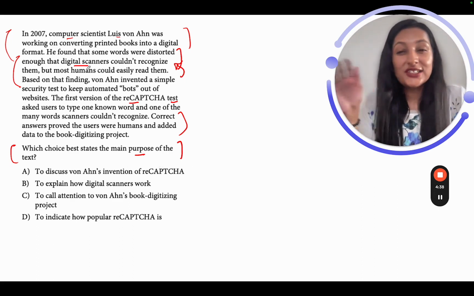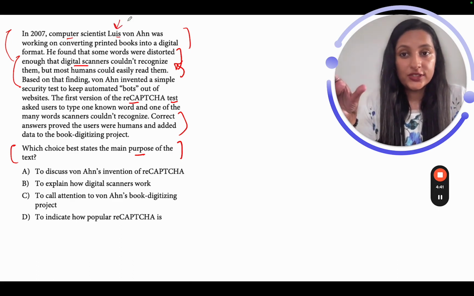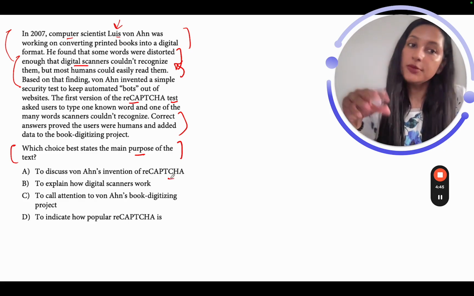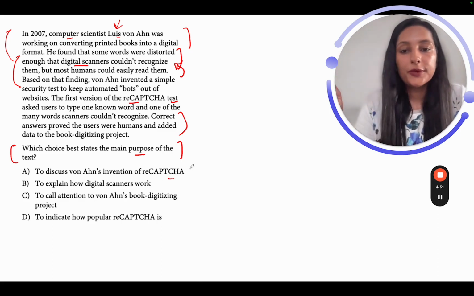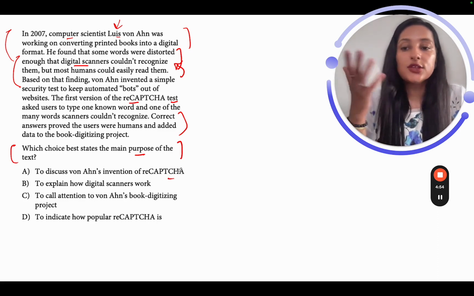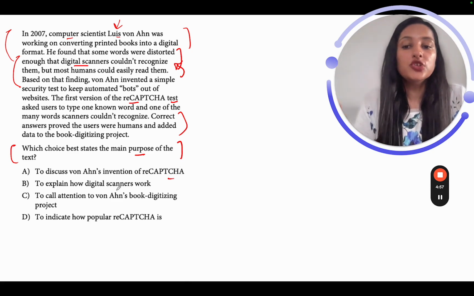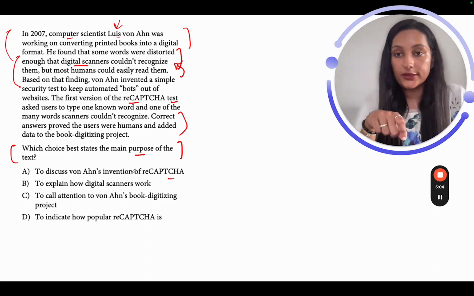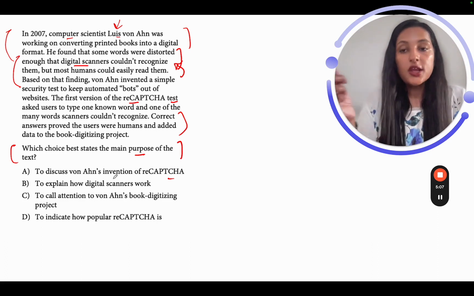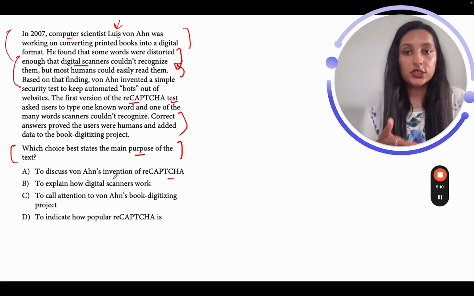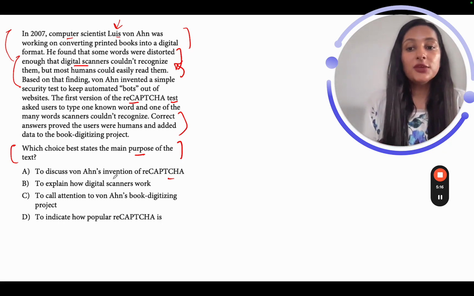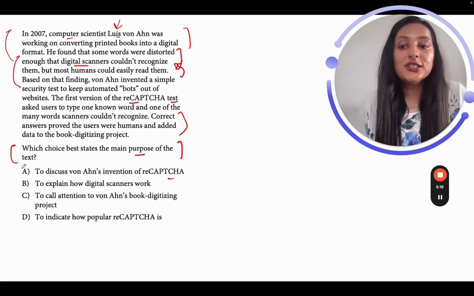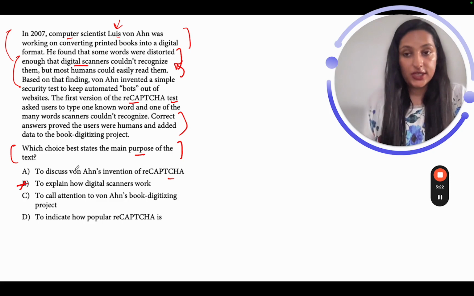So it is definitely discussing Lewis's invention of reCAPTCHA. You can be sure of your answer as of now, or you might feel like you are not sure about this. It's okay to feel like that. Just keep it on hold somewhere, and let's go ahead and eliminate the other options. B, to explain how digital scanners work. Now the text told me about a flaw in the digital scanners. It didn't tell me how they operate. From the text I know that they couldn't recognize certain things, because of which Lewis came up with the invention of reCAPTCHA. But it's not really telling me how digital scanners work. So this is definitely out, because this is not explained in the text whatsoever.